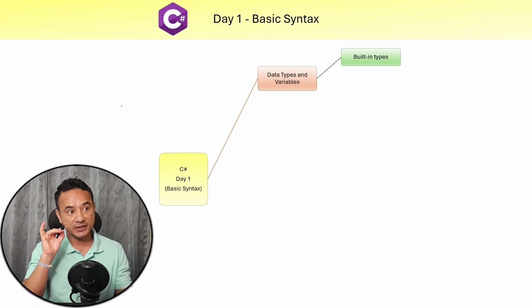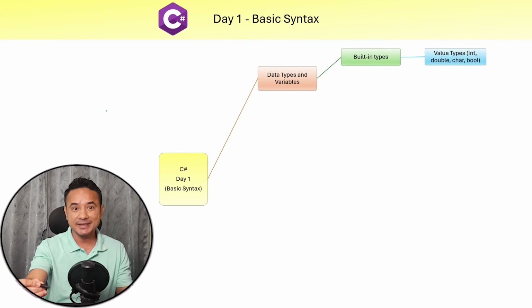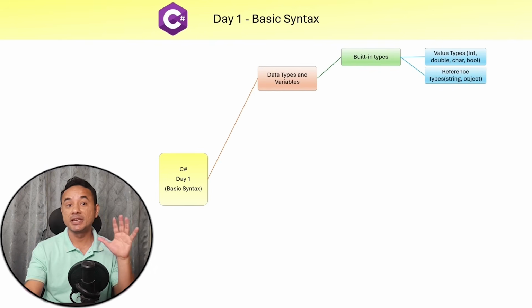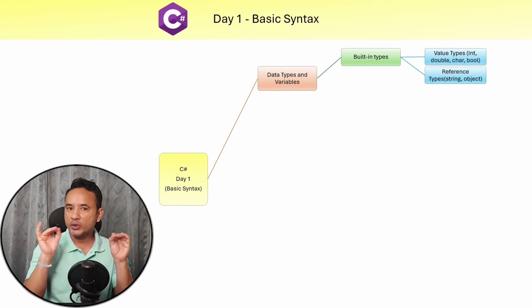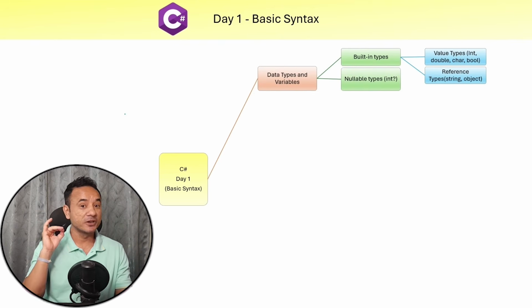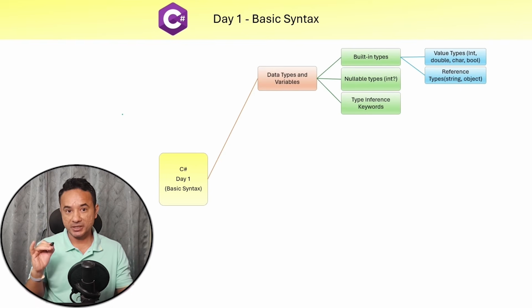Value types like int, double, char, bool, which store the actual data directly in the memory, whereas reference types like a string and object store the address in the memory, okay, not the direct data. Next is nullable types. Normally value types can't hold null values, okay, but nullable types allow them to hold null values, okay. Next we have type reference keywords, and they are very important, var and dynamic.